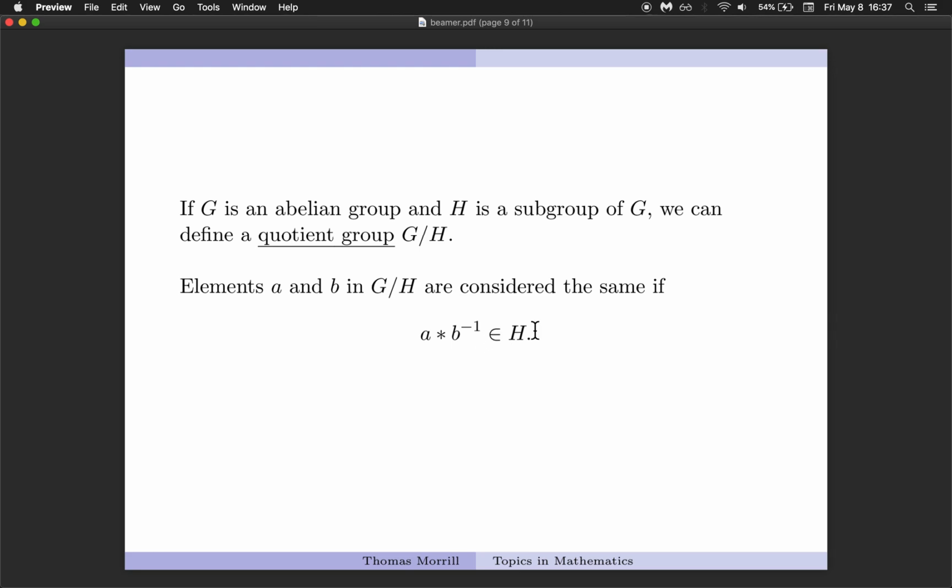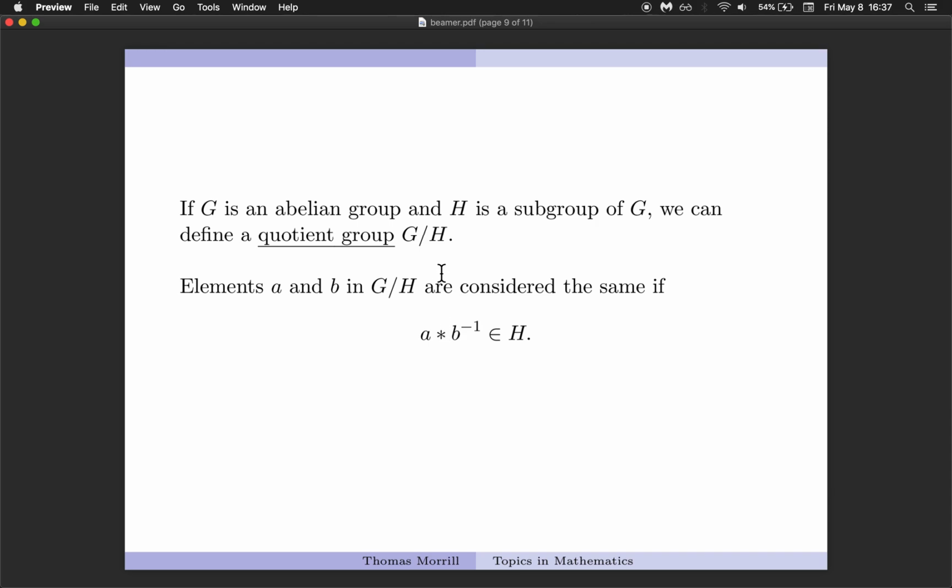So again, I find it very helpful to think of this in terms of modular arithmetic. So if I was looking at integers mod 11, my group G is the set of integers. My subgroup H is the group which is all multiples of 11. How do I know that two integers are the same mod 11? My operation is plus, right? My operation is addition in the integers. My inverse elements, I've written it here with an exponent, but really that should be negation, right? The inverse of 2 under addition is negative 2.